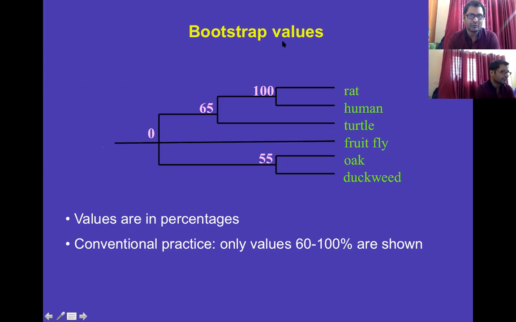Suppose the bootstrap values are shown at the internodes. If it is showing 100, it means out of 100 times when we made the tree, these two came together. This is 65, meaning out of 100 times, only 65 times this clade came together with the turtle, right? So values are generally in percentages, and values more than 60 are generally shown.